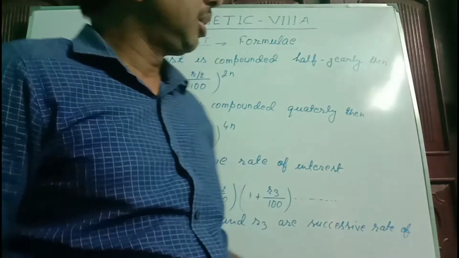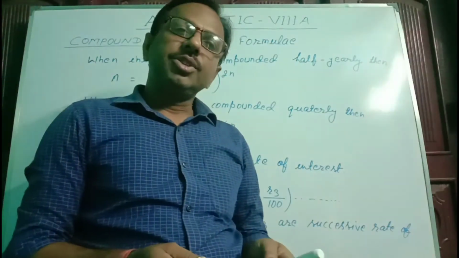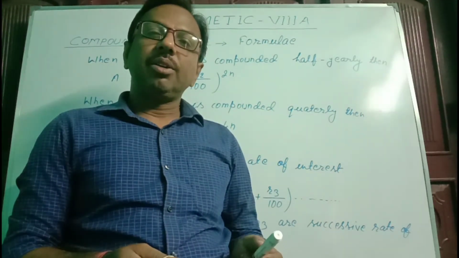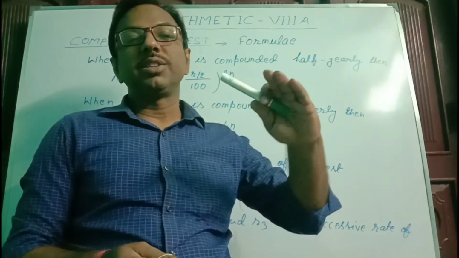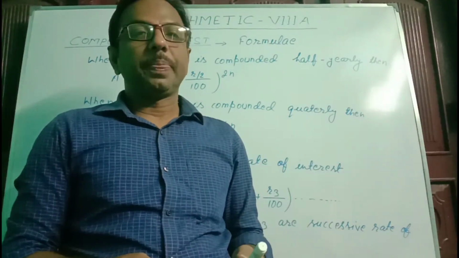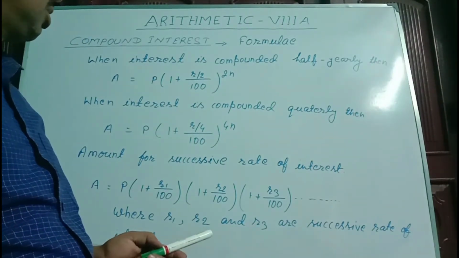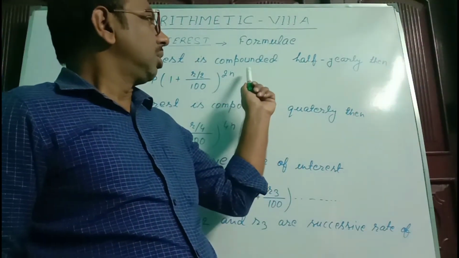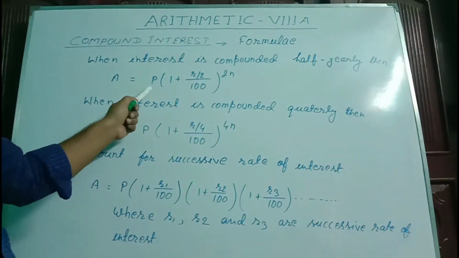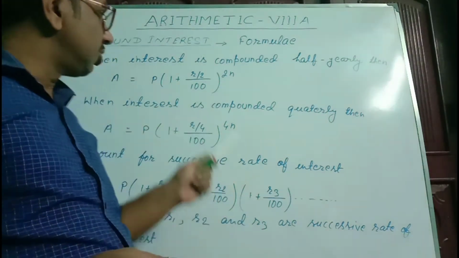Other cases are also there. When the interest is compounded half yearly, then interest is calculated after the end of 6 months, and that interest is added to the principal to get the principal for the next 6 months. So for questions based on interest compounded half yearly, amount equals p into 1 plus r by 2 by 100 to the power 2n. What are you seeing here?